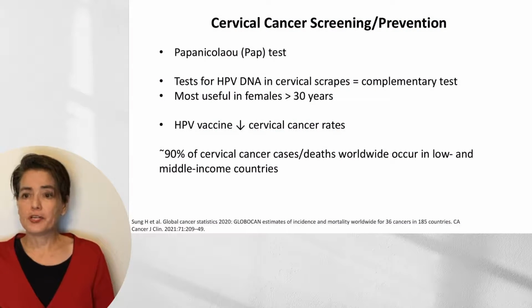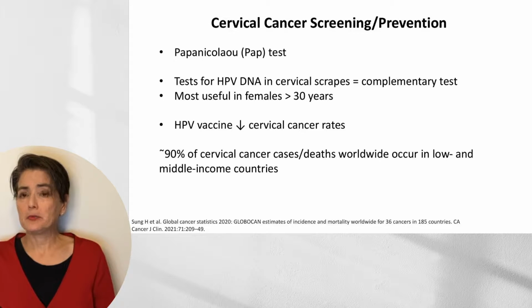So before we finish up, I'd like to talk a little bit about cervical cancer screening and prevention. As you've already recognized, the Papanicolaou test has had a huge impact on women's health in this country. We have a complementary test that we can do, which is a test for HPV DNA in cervical scrapes. This is going to be most useful in females greater than 30 years because when we look at younger females who have a higher incidence of this infection, very often that will be cleared. So testing for HPV DNA is more commonly used in older patients.